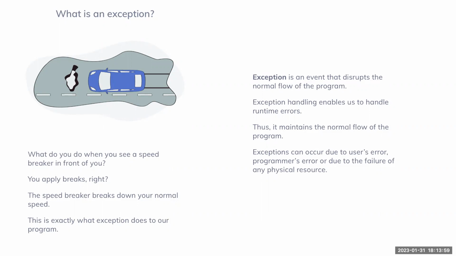But before learning them, we have to understand the concept of exception. Exception is an event that disrupts the normal flow of the program. Exception handling enables us to handle runtime errors, and thus it maintains the normal flow of the program. Exceptions can occur due to user's error and programming error, or due to the failure of any physical resources.